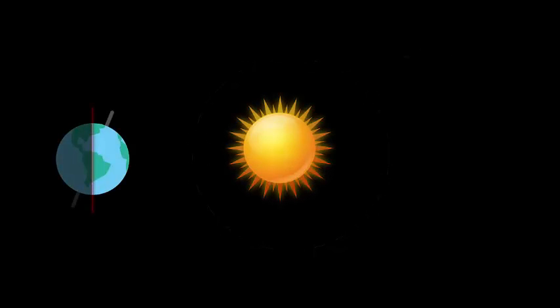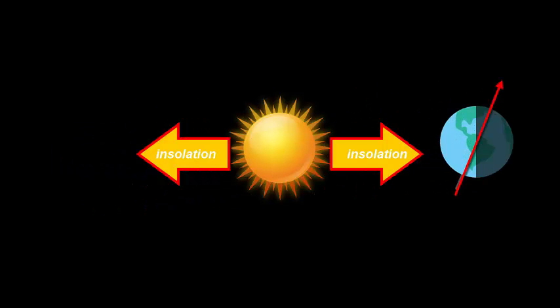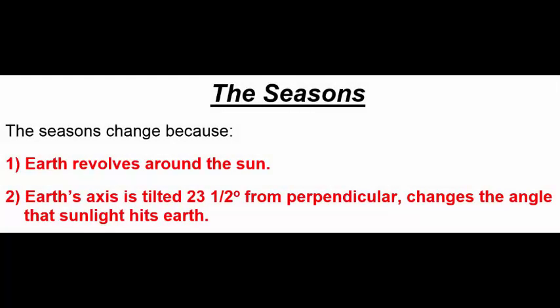When the Earth orbits the sun, its axis is tilted 23.5 degrees from perpendicular, and that axis is always pointing in the same direction. So as the Earth orbits the sun, some areas are tilted towards the sun while others are tilted away. This changes the angle of insolation, and therefore the amount of sunlight each area on the Earth gets. Okay, let's go to your notes.